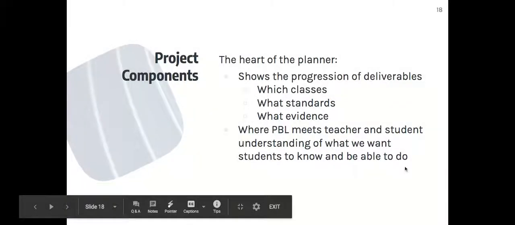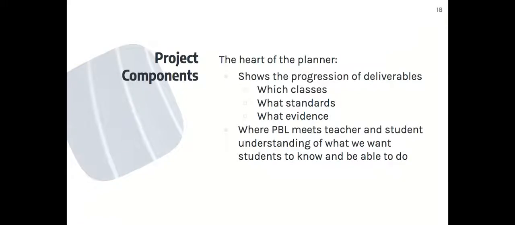The project components section is really where you're starting to get into the meat and the alignment to standards of what students are producing and learning along the way. It also involves the progression of the project, but this is where you're getting into some of those specific details when we think about elements of the project, what classes they're going to take place in, and how we'll be assessing them. As it says here, it's kind of the heart of the planner and maybe even the heart of your project.